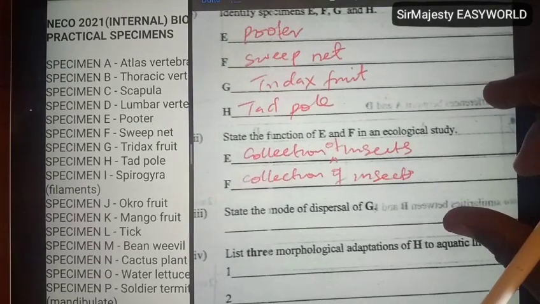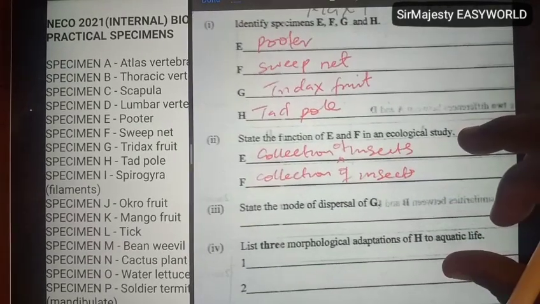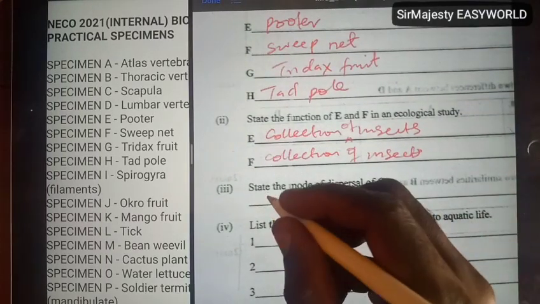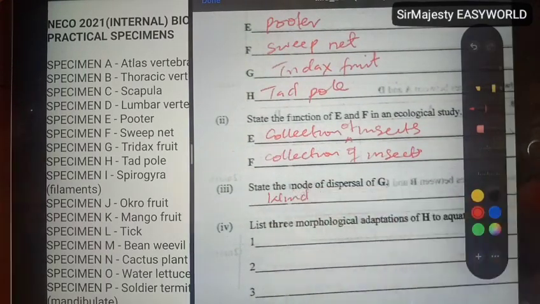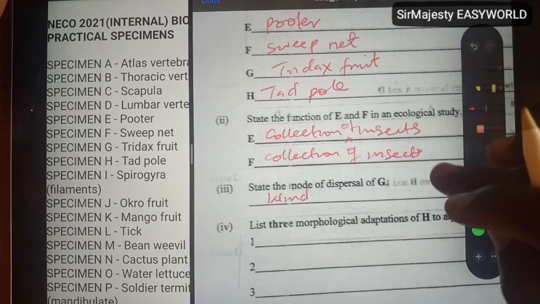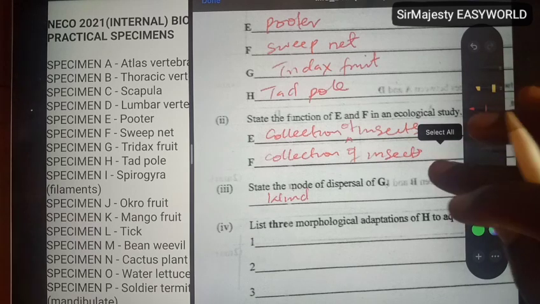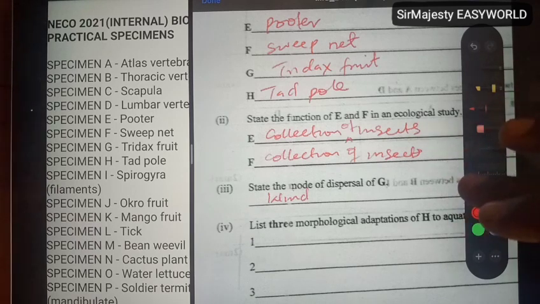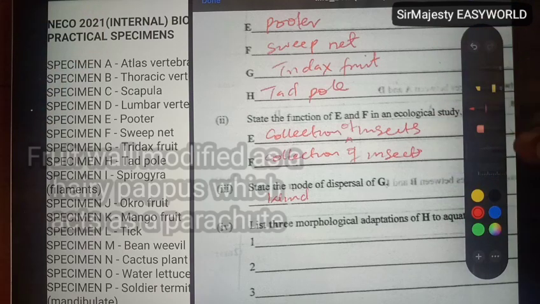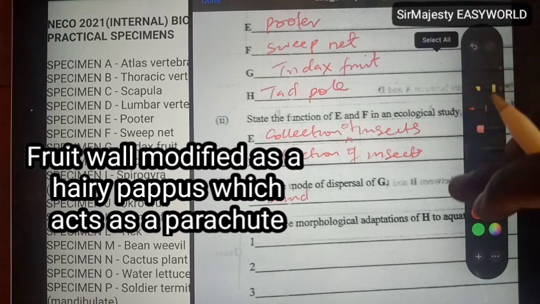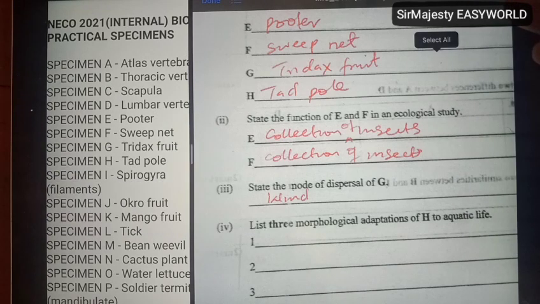Then state the mode of dispersal of G. Specimen G is tridax fruit. It is dispersed by wind. Simple. If it might interest you, it is dispersed by wind because the fruit wall is modified to form a membranous wing. Okay, sorry, not for tridax. For tridax, the fruit wall is modified to form a parachute, which helps in buoyancy and propelling in air.